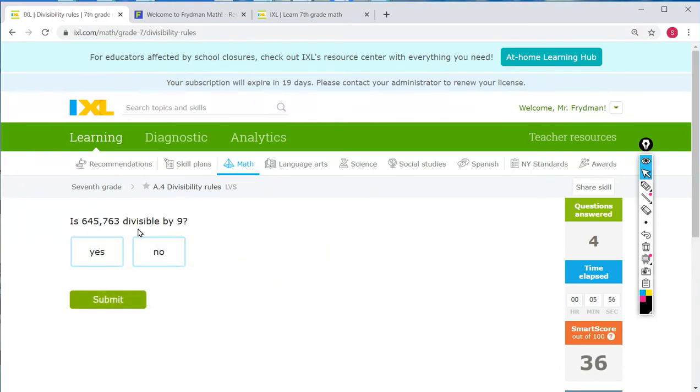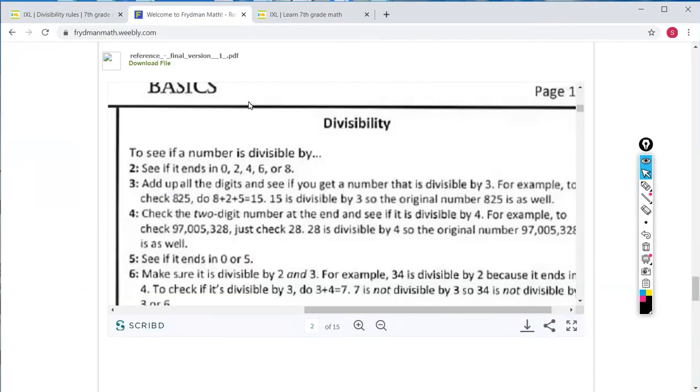Is this number divisible by 9? Now what's the rule for 9? What's the rule to check if something is divisible by 9?